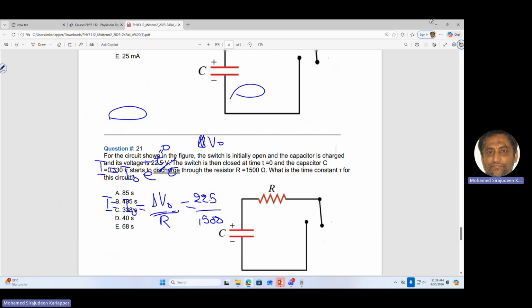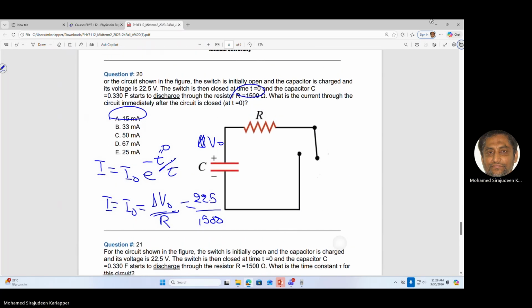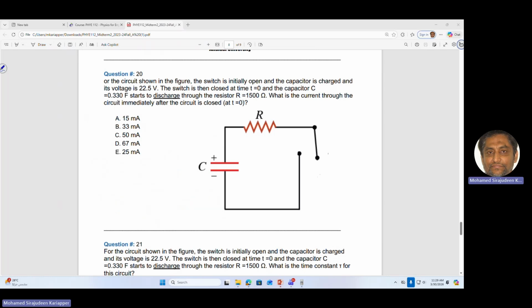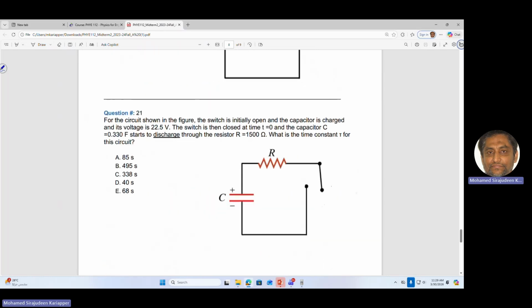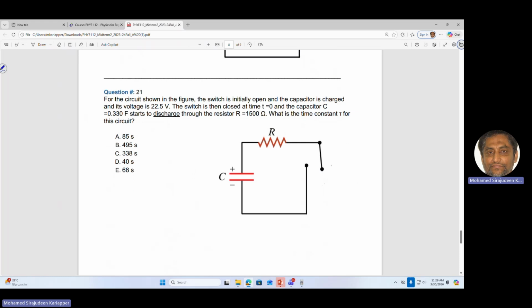Question 21. The same circuit. I told you before, it's one question broken into 3 questions, so you score at least 2 of the 3 questions. This is an easy one. All these things don't matter. I have the circuit, but the time constant doesn't depend on what's going on.